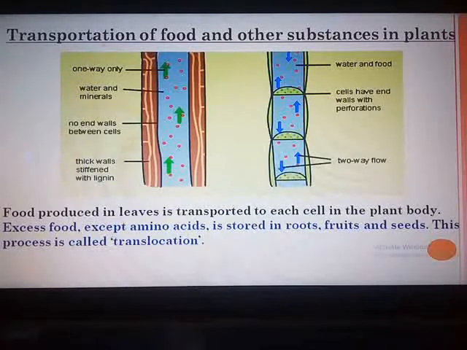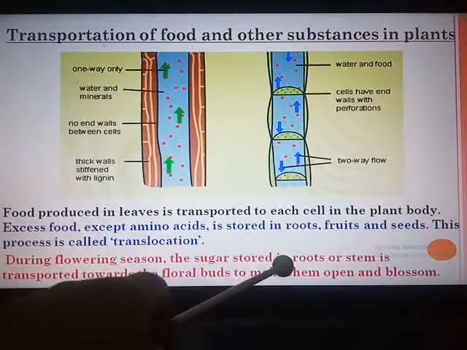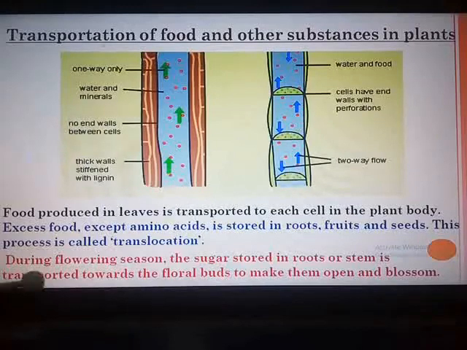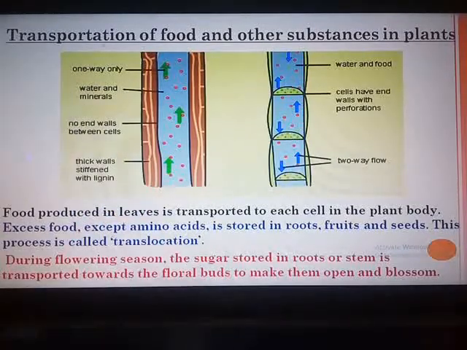You have studied about the transfer of electricity from the end of lower potential to the end of higher potential. Similarly, here is the case, and this process helps the phloem to transport the materials as per the need of the plant. During flowering season, the sugar which is stored in the roots or the stem is transported towards the floral buds to make them open and blossom.